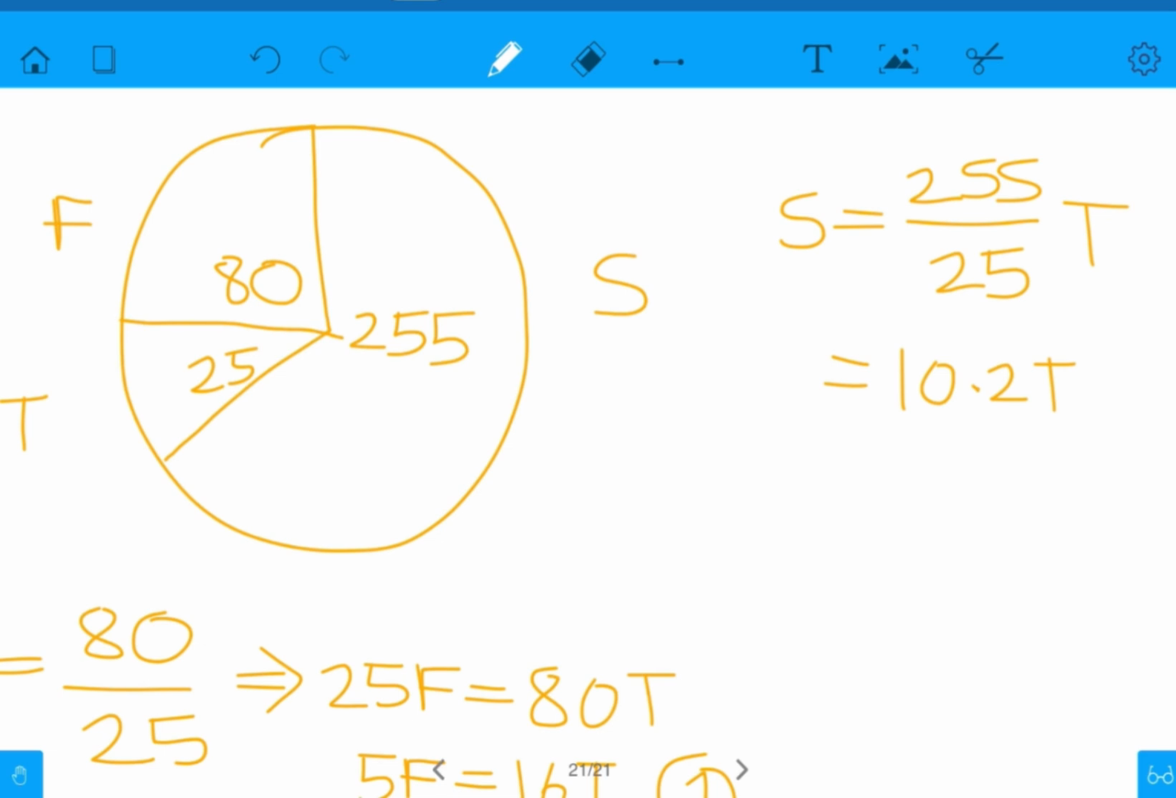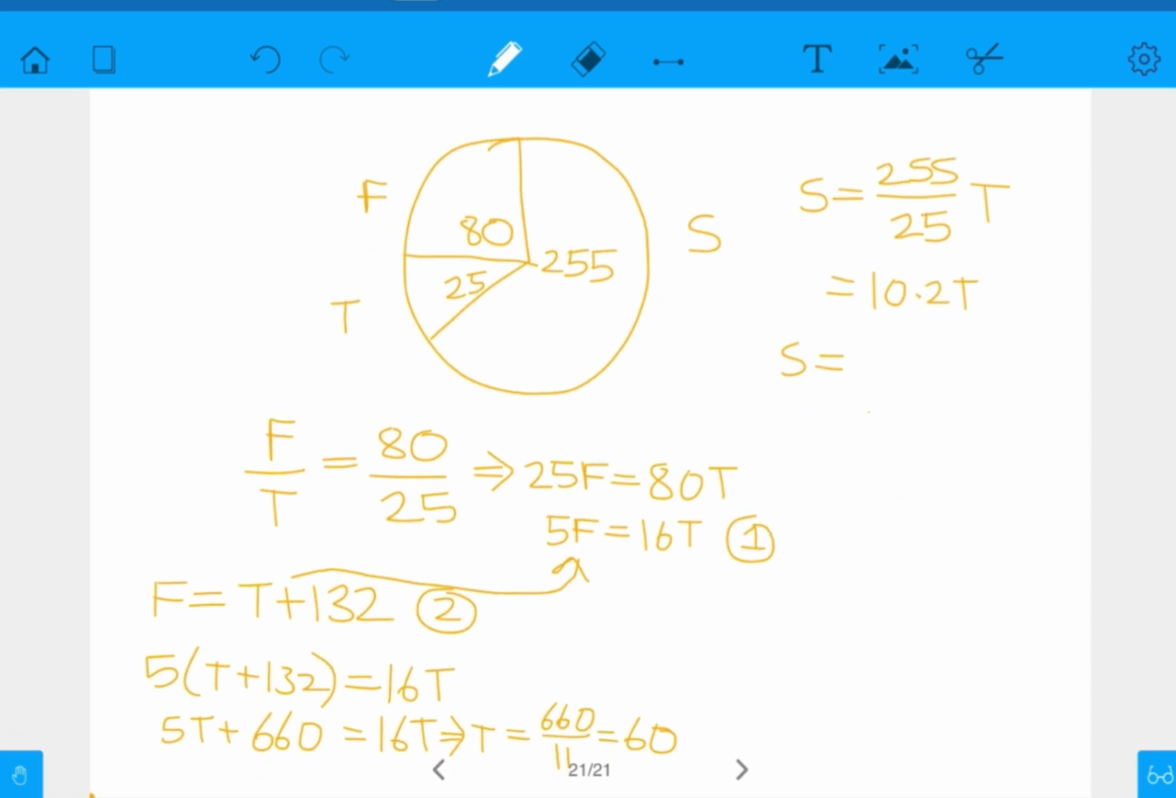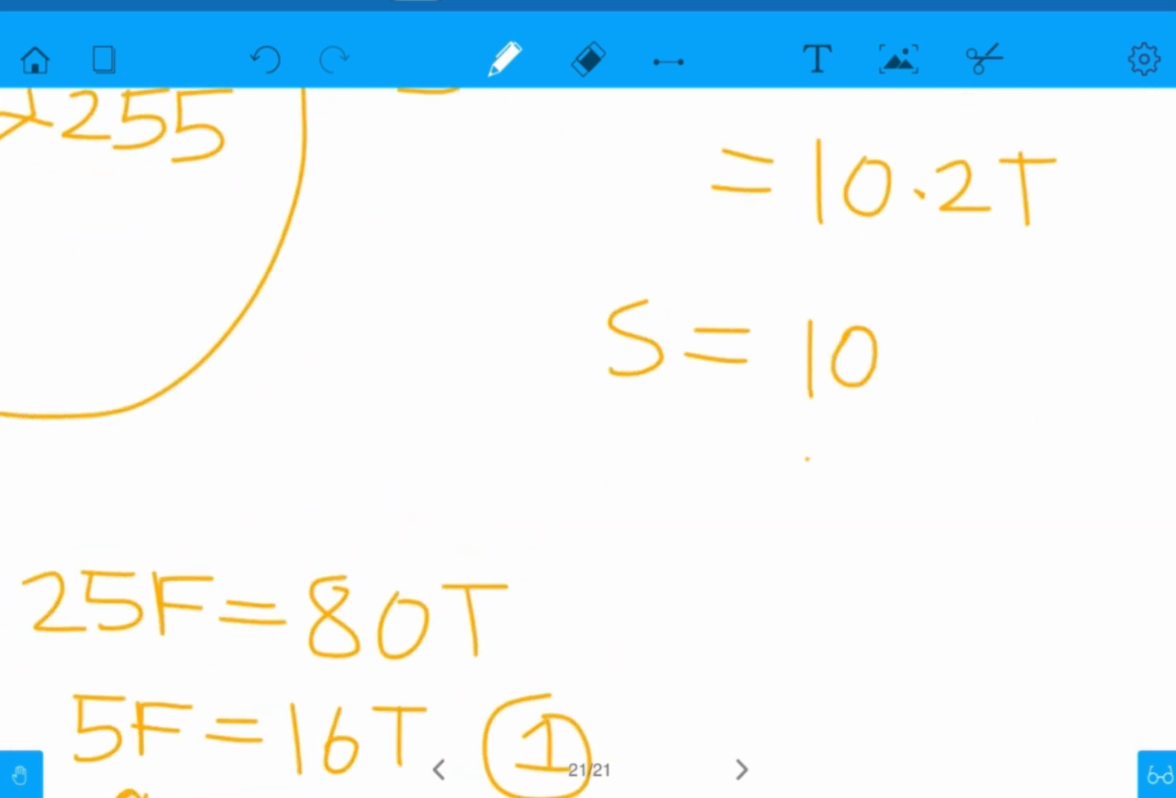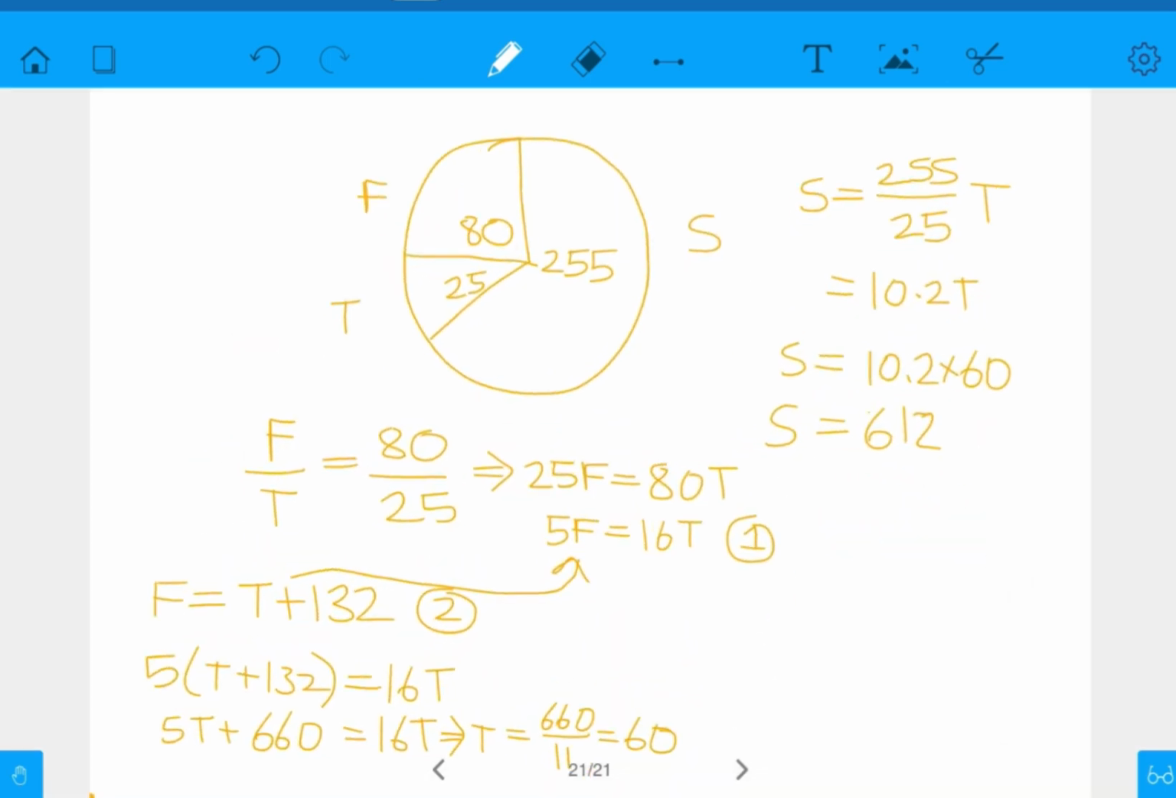So what this means is that the number of people on Saturday was 10.2 times larger than the number of people on Thursday. And we know that the number of people on Thursday was 60. So 10.2 times 60 is 612. The answer is 612.